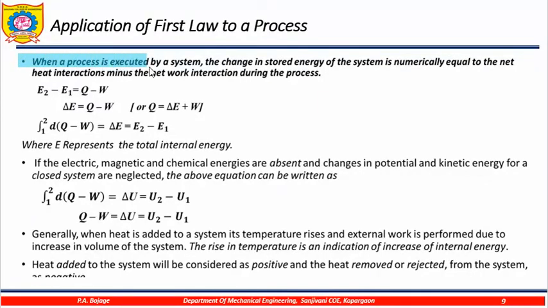When a process is executed by a system, the change in stored energy of the system is numerically equal to the net heat interaction minus the net work interaction during the process. Again, we have already discussed that the cyclic integral of dQ is equal to the cyclic integral of dW. Now that subtraction of heat and work will give you a constant, that is the change in internal energy, a numerical equivalent. Again, this depends on the first law.